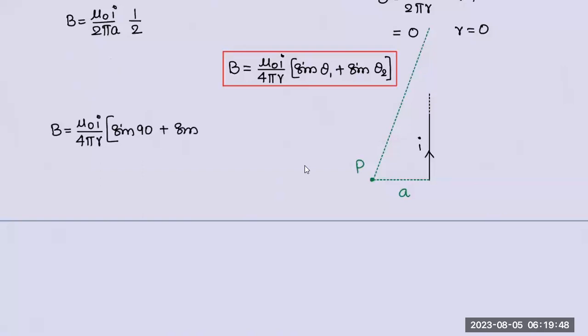plus sine theta 2. Sine theta 2 means what? See, if the wire has some length below, then you join these two, like this. But as you bring it lower and lower, this theta keeps on decreasing. So now theta becomes 0. Check it.